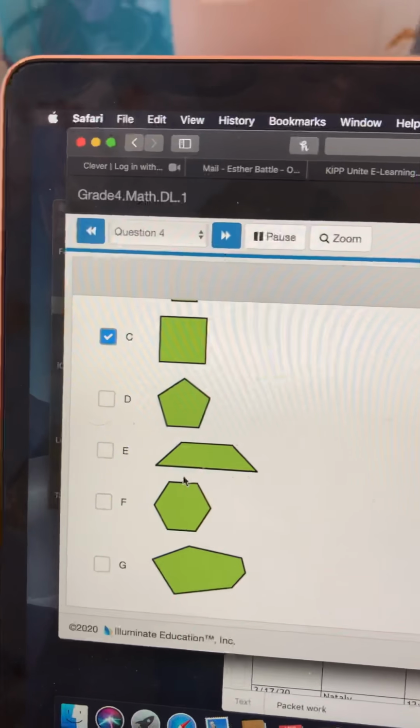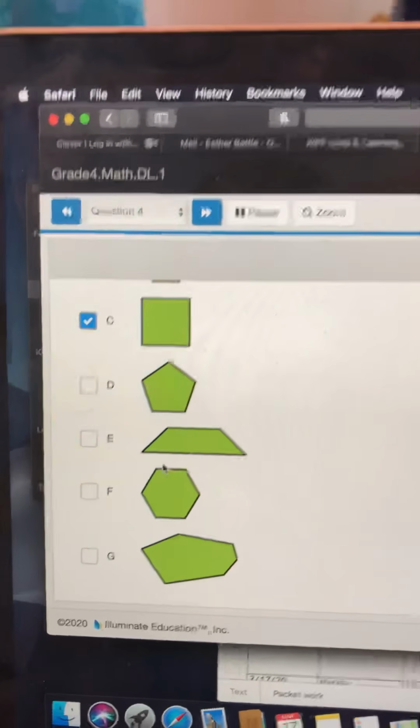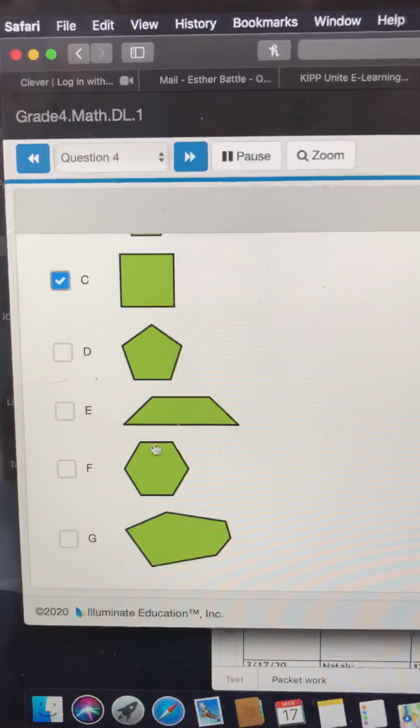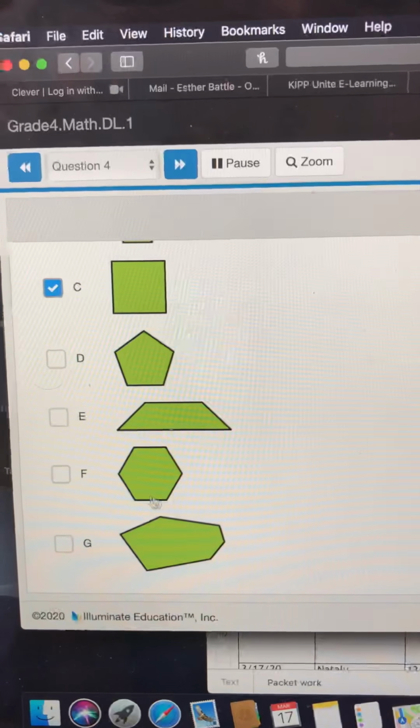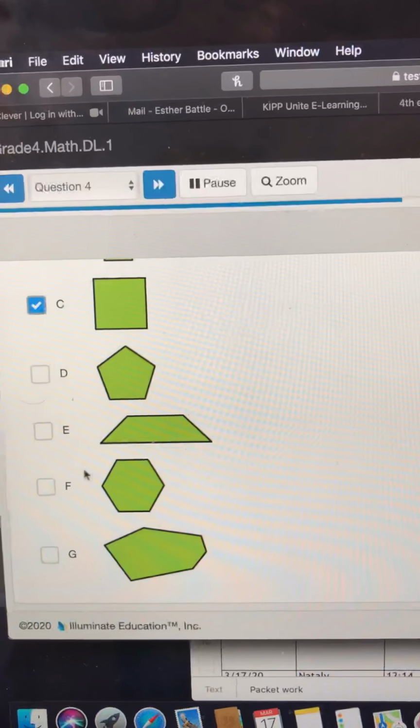Let's look at F. Now this one is a little tricky because you might look at it and think it's not a square or rectangle, so it doesn't have parallel lines. But let's look. Remember, you have to look across. So look at this top line up here. Look down here. That line, if it kept going and going, is never going to touch this line if that one kept going and going.